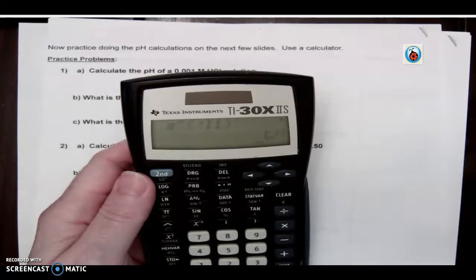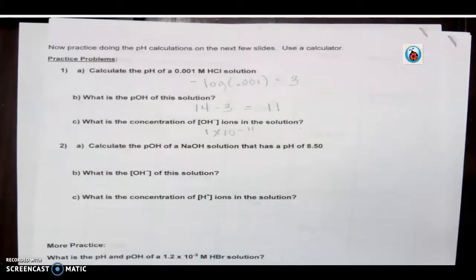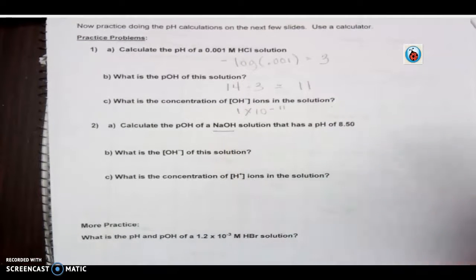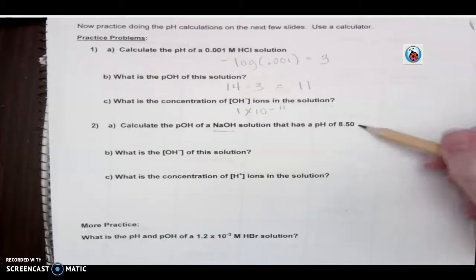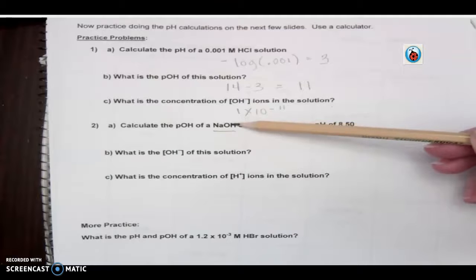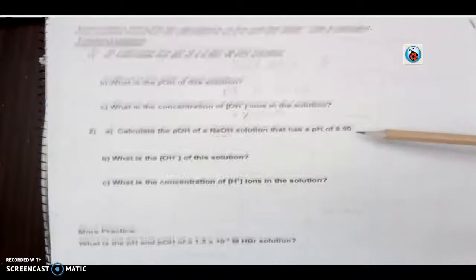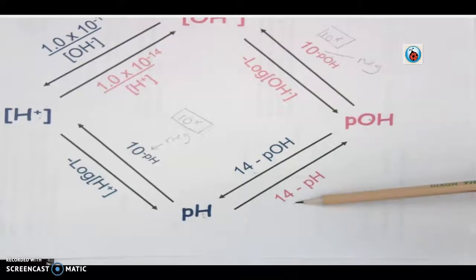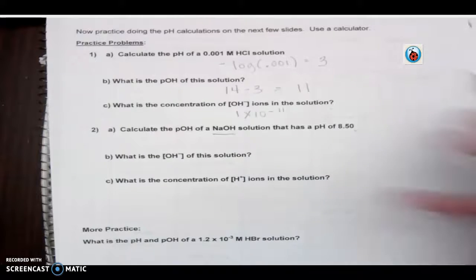Everybody following along? Okay, let's go to number 2. It says calculate the pOH of an NaOH solution that has a pH of 8.5. So again, let's determine we have a base, it ends in hydroxide, and we're going to calculate the pOH, and we know the pH. So again, I know the pH, I want to know the pOH, so I'm going to do 14 minus the pH.